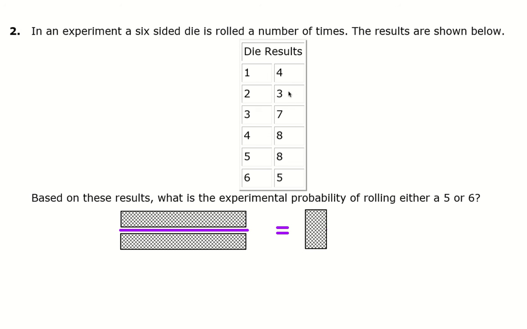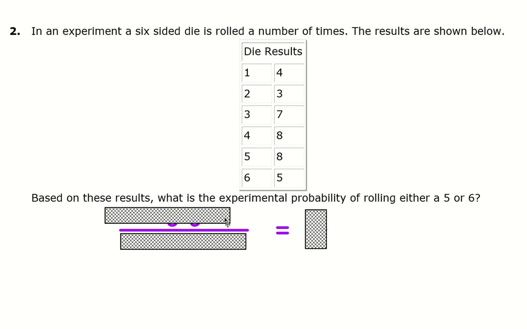You would think it would be an even split among the 6 outcomes, but it's not. Look, 8 and 8, and this is 3. So we have an experimental probability. Based on these results, what is the experimental probability? Again, that means it's based on the results, not based on what should happen in theory. It's all based on the results of this experiment.